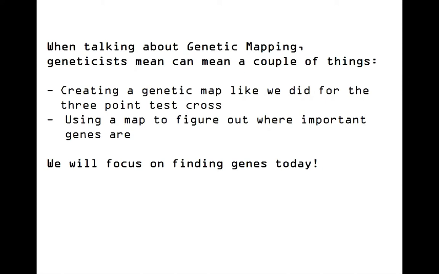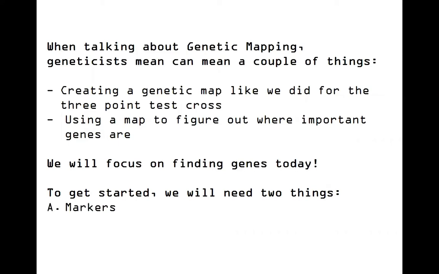Today we're going to be using maps that we can create to figure out where important genes are that are going to give us the phenotypes we're interested in. So the focus is on finding cool genes today. To get started with this kind of mapping, where we're looking for something, we need 2 things. The first of these is markers. We've been talking about markers quite a bit, and we're going to review them a little today. The second thing we need to make all this work is an interesting phenotype.